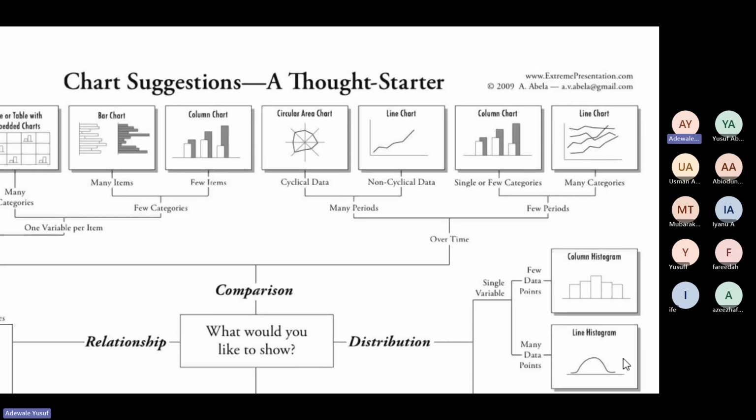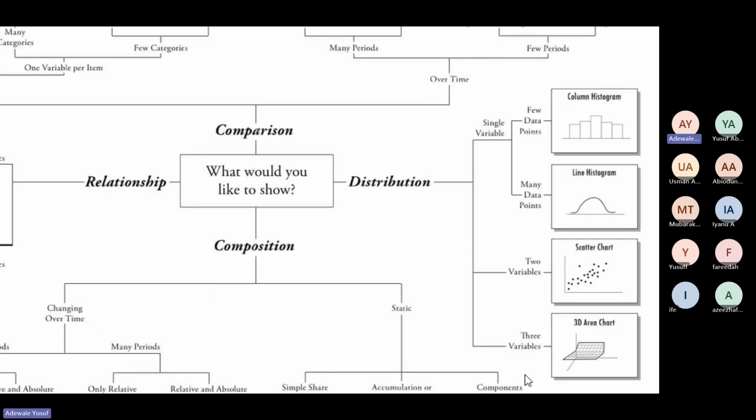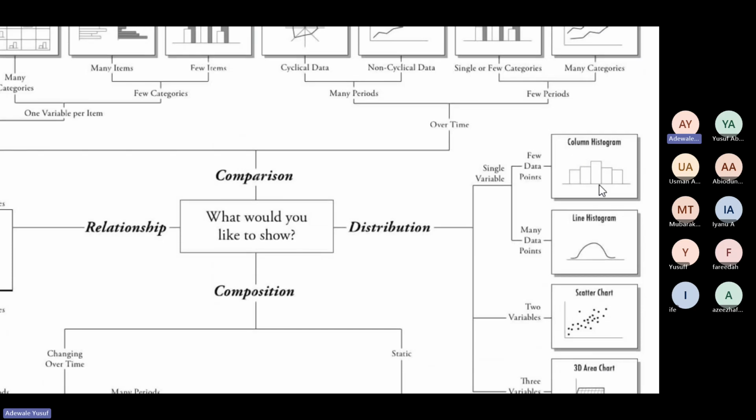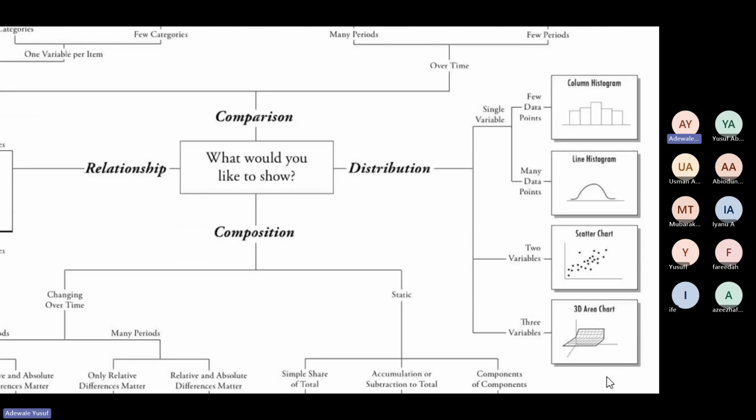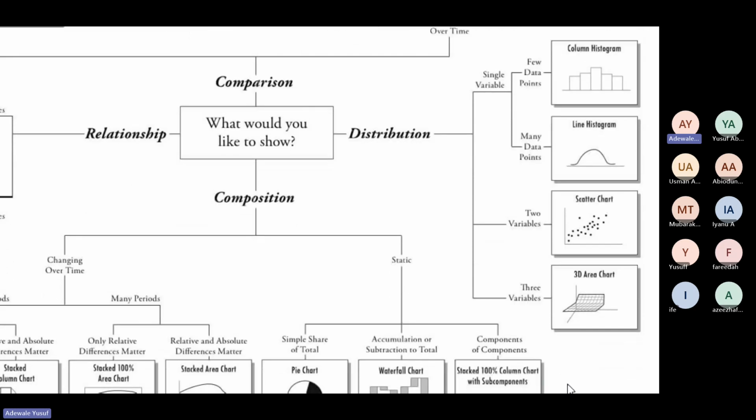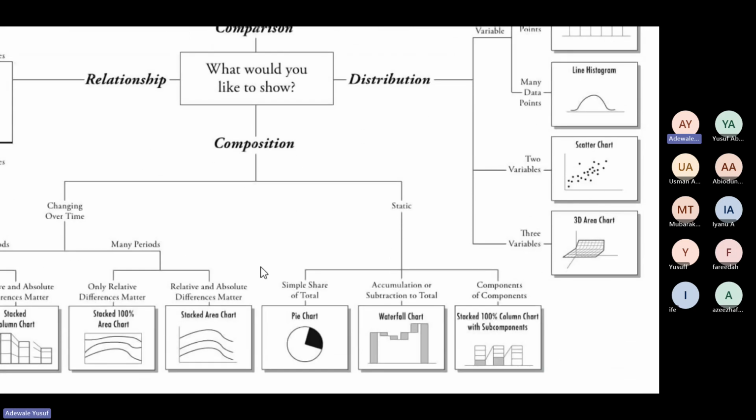And when you want to show distribution, these are the charts that are best to use: column histogram, line histogram, scatter chart, and 3D area chart. When you want to show composition, right? If you want to show static data in composition, then it should be pie charts, waterfall charts, then stacked 100% column chart with sub-components.